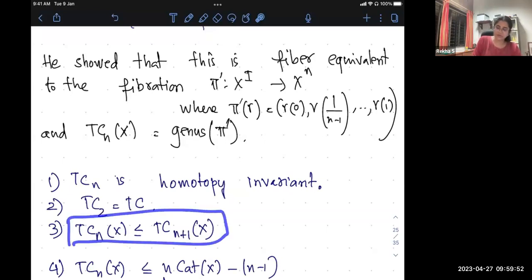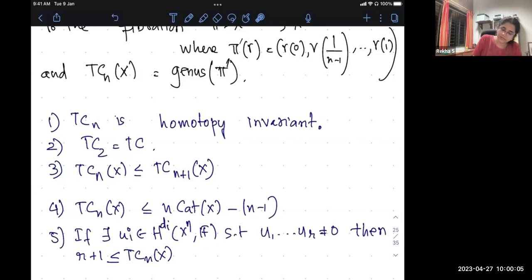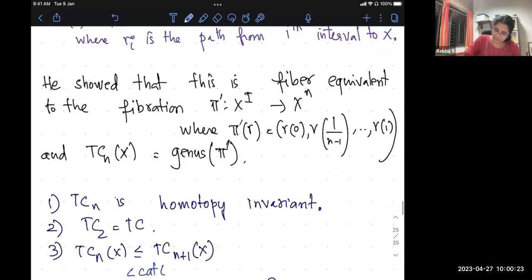As n goes larger, TCN could technically become much larger because obviously we're asking for more constraints here. And the interesting part is that one can show that TCN of X is of course less than or equal to cat of, it is bounded by, sorry.